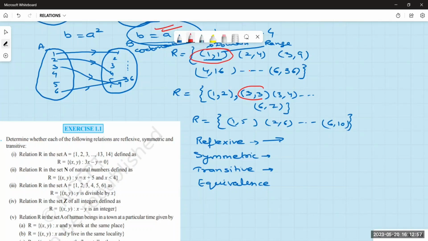A is equal to B. Where? No, not A is equal to B, beta. That is wrong. I'll not take the second element. B will become the second element. Establish relation with myself only.